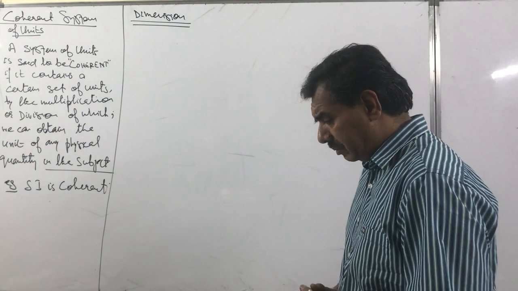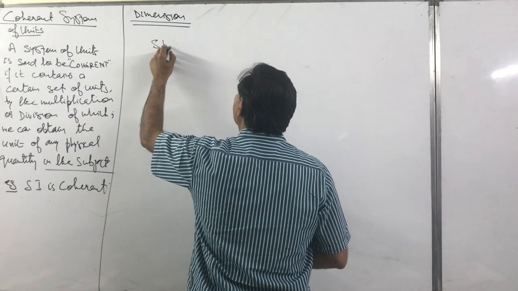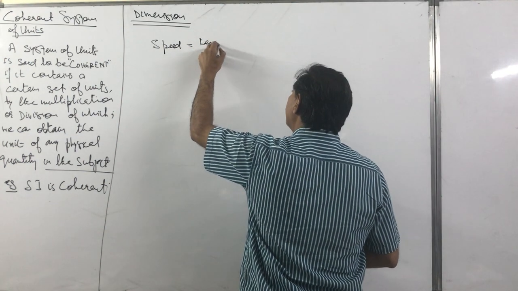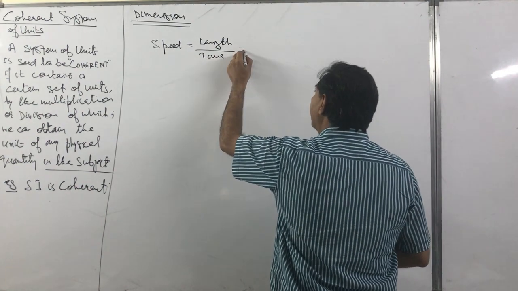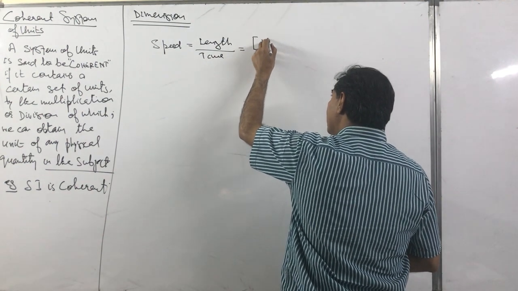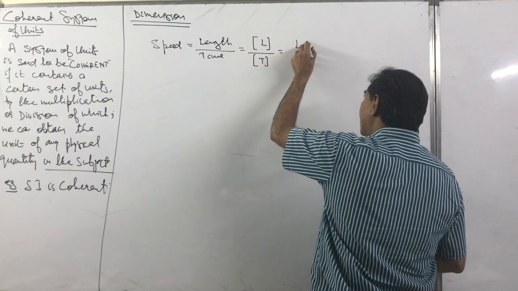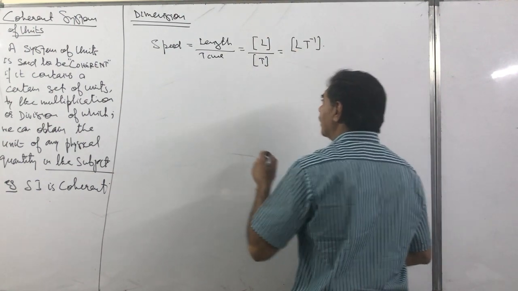Let me give you an example. Let me say speed. Speed is length over time. I can write it as length upon time, and this will be LT minus 1. Okay, another example.